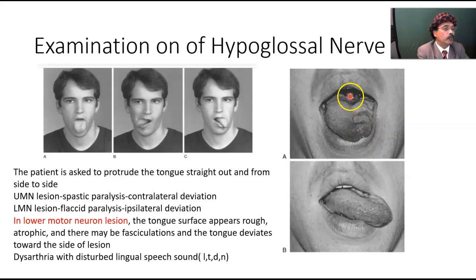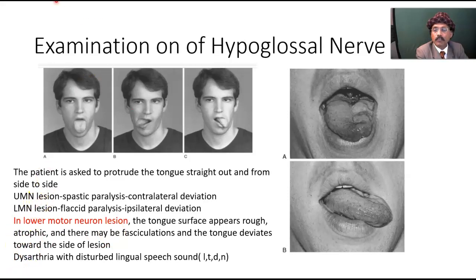Why? Because we have a septum in the middle of the tongue, and this side has no resistance. When he is sticking out the tongue, it moves towards the unresistant side. This side is not giving any resistance. It is atrophied. It has no strength. So the normal side will push the tongue towards the paralyzed side. Okay, we got that. So this is the examination.